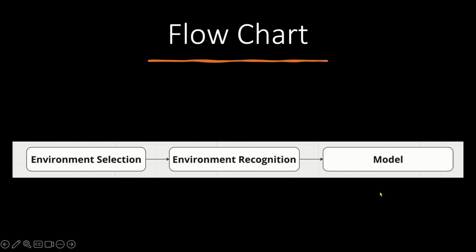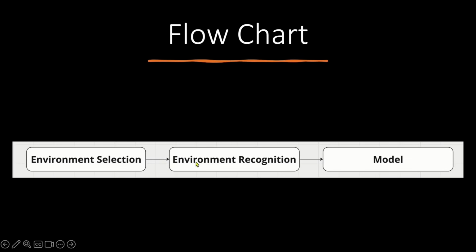So let us take a look at the beginning of the flowchart. For this flowchart, there are 3 crucial steps to understand. First of all, we're going to take a look at environment selection, always. Within the model series, there has been a complete lecture about environment selection. I would highly suggest you to watch that.